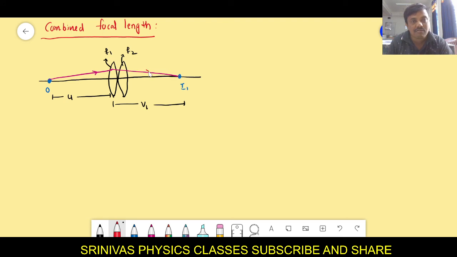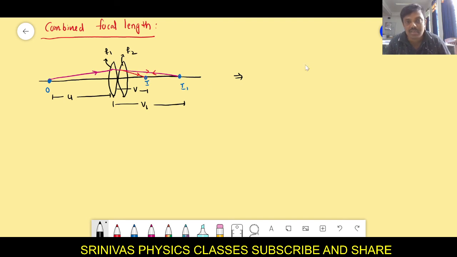The image formed by the first lens will act as the object for the second lens. Then the second lens forms the final image, which we consider as I. The final image distance we consider as V. Look here very carefully: I1 is the image formed by the first lens, and I is the image formed by the second lens.